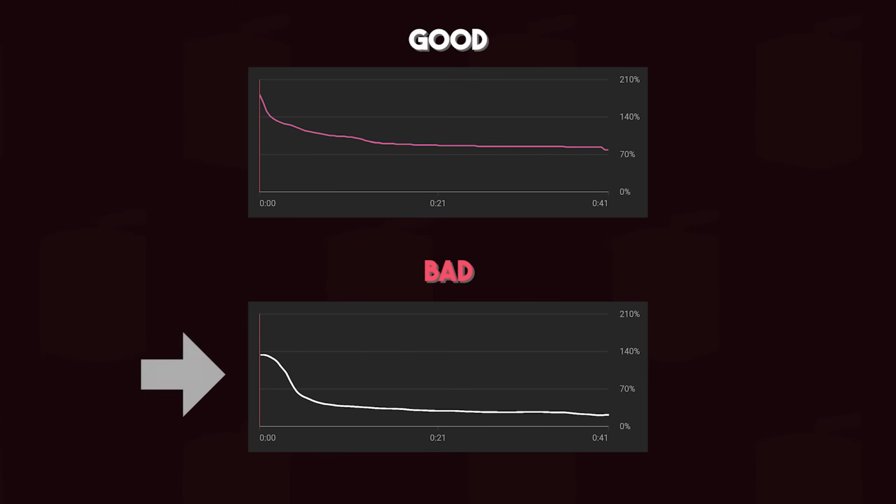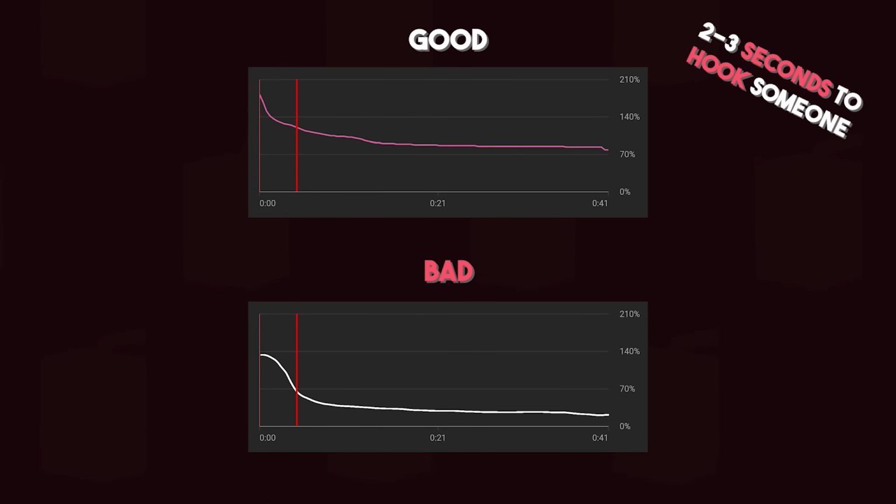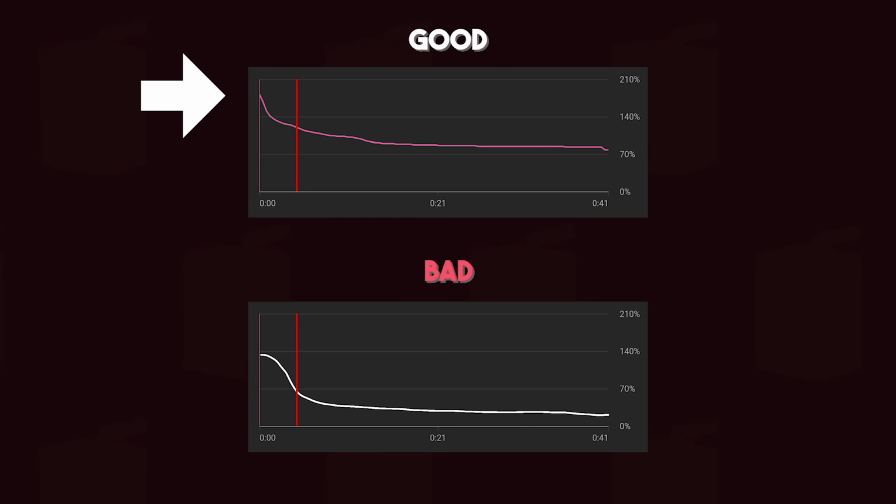If your video has a super steep curve or slope down at the start, this means you failed to grab people's attention. Particularly with short form content, you have around 2 to 3 seconds to give someone a reason to keep watching your video, and if you don't, they'll scroll away. Here at the beginning of the video, 183% of people were still watching, and for being a 41-second long clip, that's typically incredibly hard to achieve.